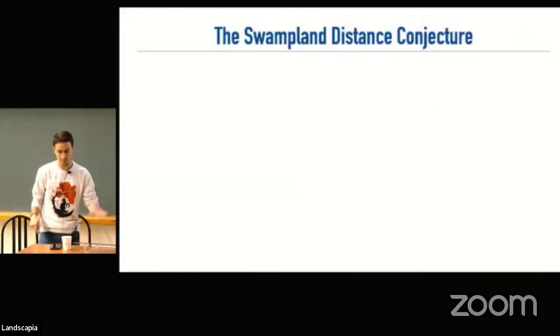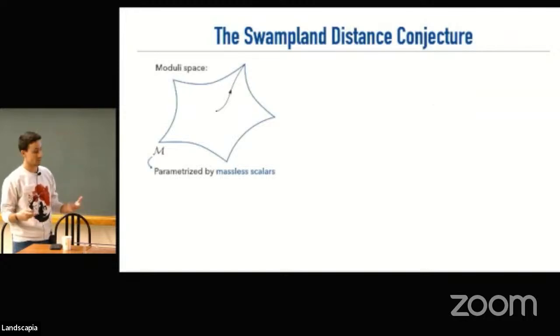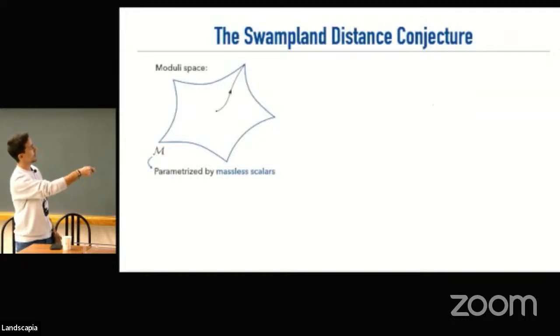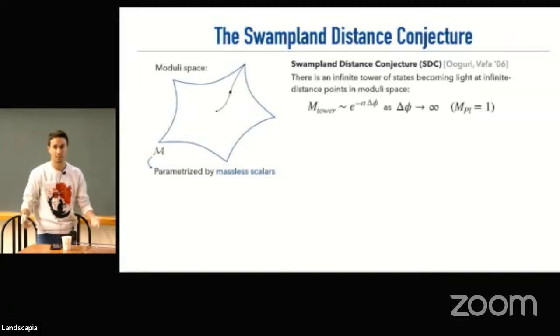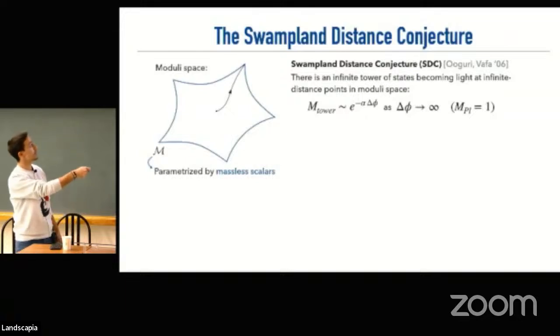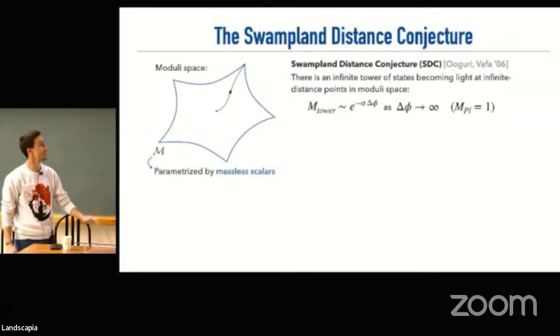So I'm going to introduce very quickly the Swampland distance conjecture, which is very well known to us. This conjecture is about the moduli space of the theory as parameterized by the VEVs of massless scalars. And then the conjecture says that if I start at some point here and then I go geodesically to infinite distance, I will always find a tower of states, an infinite number of states, that will become exponentially massless as I explore the infinite distance limit.